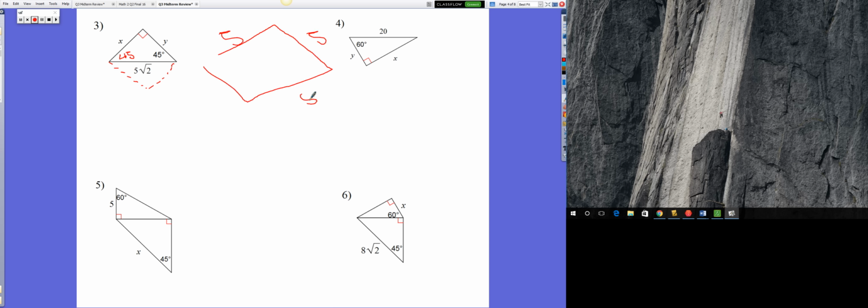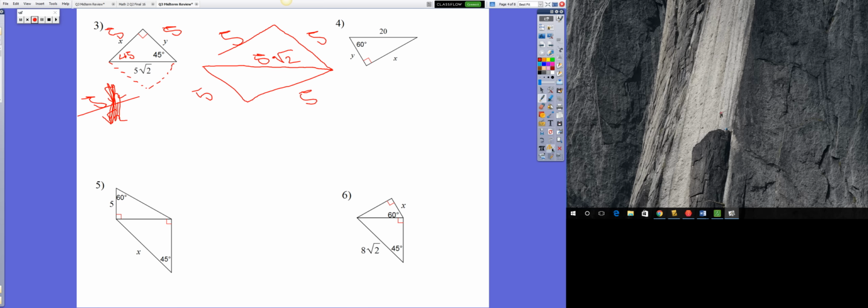then all the way around is 5, 5, 5, and the diagonal is always the outside edge times square root of 2. So if they give you the middle, you got to go backwards. You got to take the middle, 5 square roots of 2, and you got to divide it by square root of 2. And that will give you your outside edge. So your outside edge is going to be 5 all the way around.